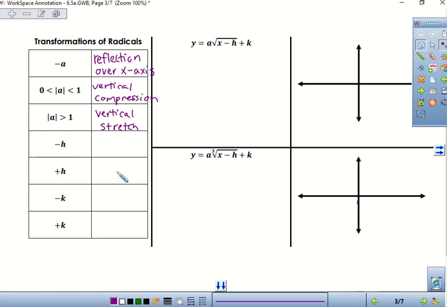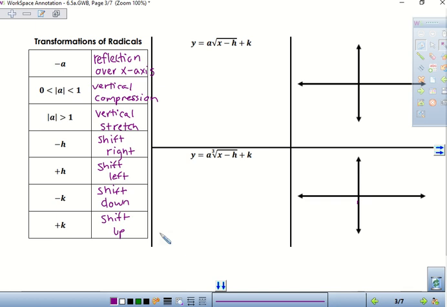Okay. So we talked about H. We know that H is always the opposite, right? So if it's going to be a negative H, that means we're going to be going to the right. And if it's a positive H, we're going to shift left. And then K is just as it is, okay? K is very easy, it's straightforward. If it's a negative K, it's going to be down, and if it's positive K, it's going to be up. Good. Okay.